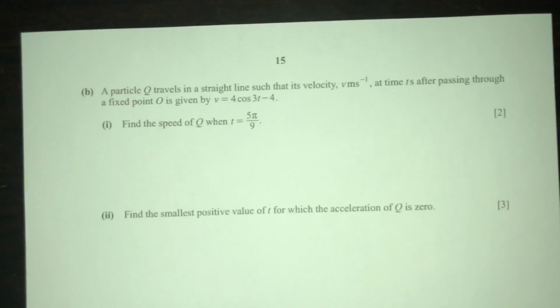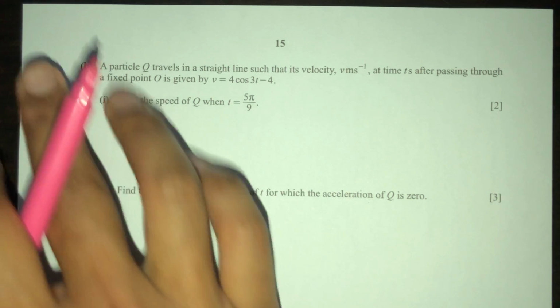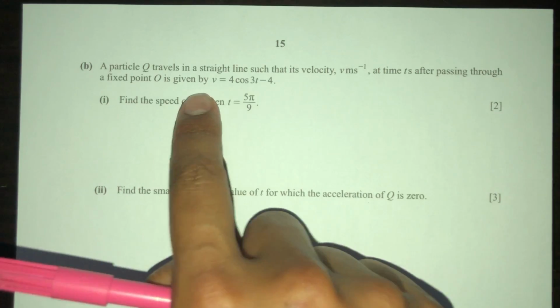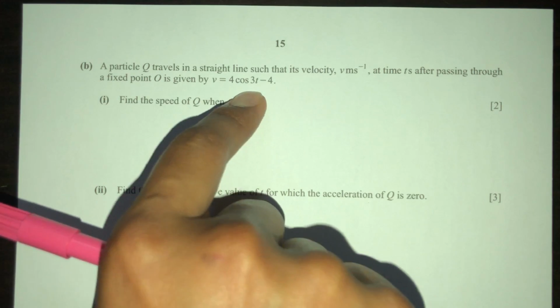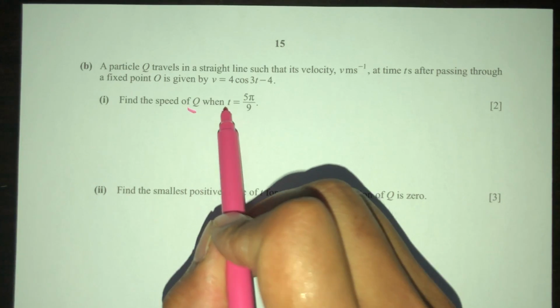Now let's move on to question number 10. A particle Q travels in a straight line such that V is equal to this. So the main conclusion from this line is just that there's a particle and its velocity is given to you by this equation right here. That's all we have to know from this line. Now we have to find the speed of Q when t is equal to this.